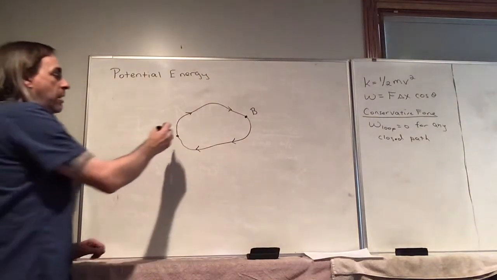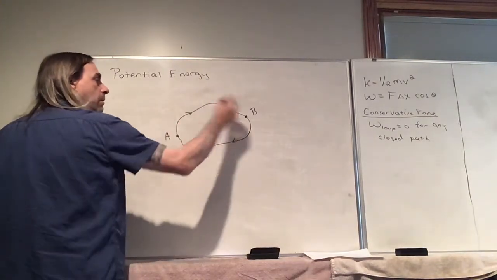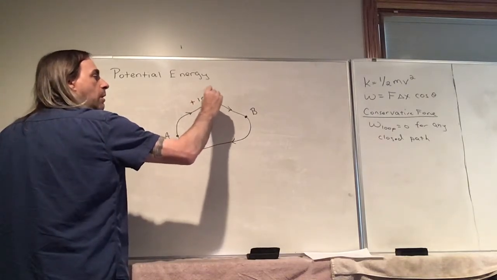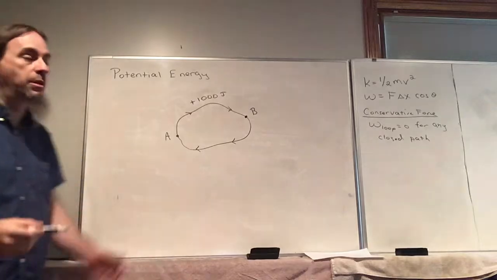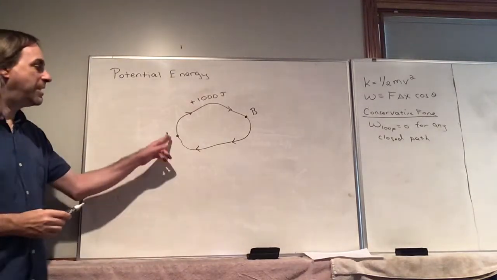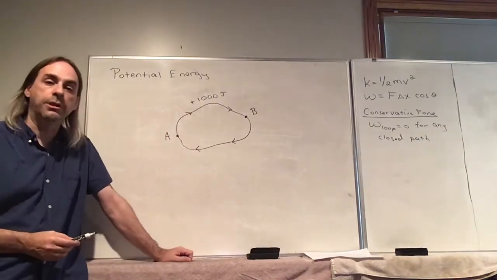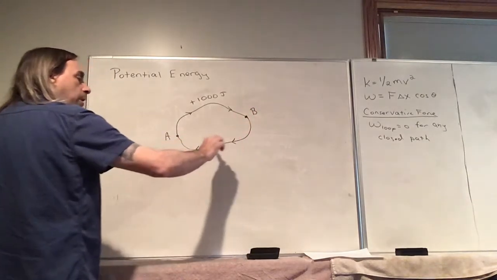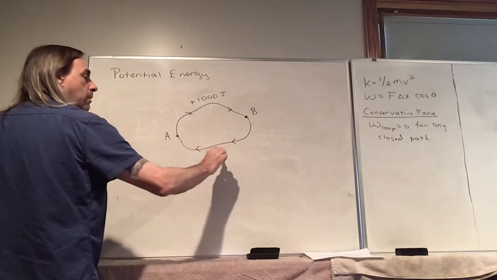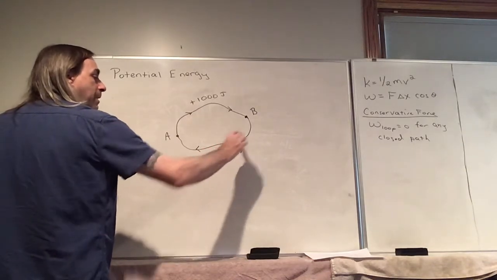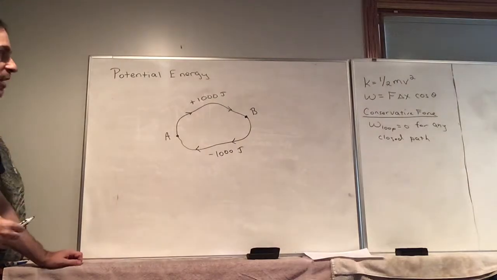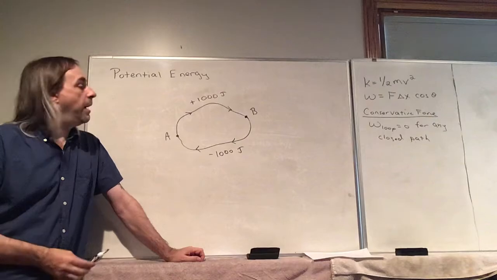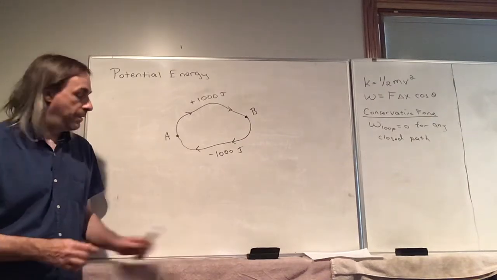So let's just say going from A to B, the work done by this conservative force is 1,000 joules. We'll just use a nice even number. Then what is the work done by this force along the remainder of the path? Well, it's got to be minus 1,000 joules, because then we've completed the path, so these two have to add up to 0.